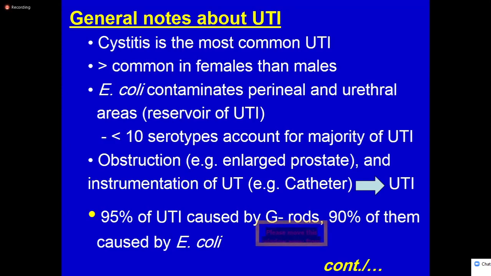Sometimes UTI could lead to obstruction, as I said, in case of prostatitis, in case of enlarged prostate. Instrumentation, when you put a catheter, for example, in the urethra and go to the bladder, can lead to UTI again. 95% of UTI are caused by gram-negative bacilli. 90% of them, 90 of the 95, are caused by E. coli.